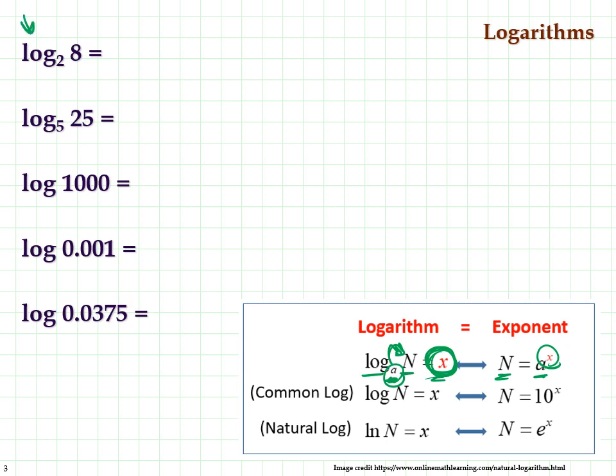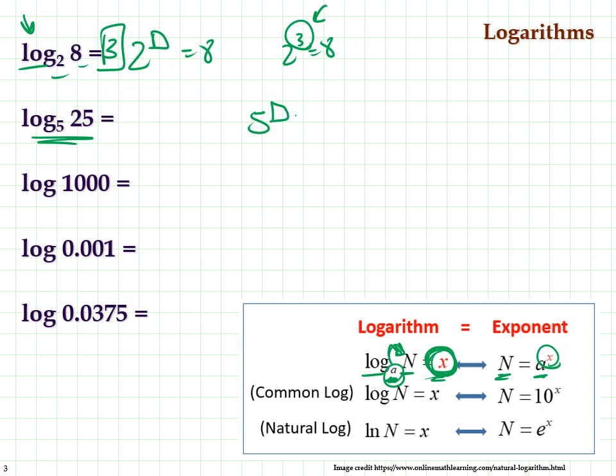Looking at this example, log base 2 of 8, I'm trying to figure out 2 to what power is equal to 8. You know that 2 to the third power is equal to 8, and so log base 2 of 8 is equal to 3, because 3 is the exponent on the 2 that gives us 8. Log base 5 of 25: 5 to what power is equal to 25? We know that's equal to 2.